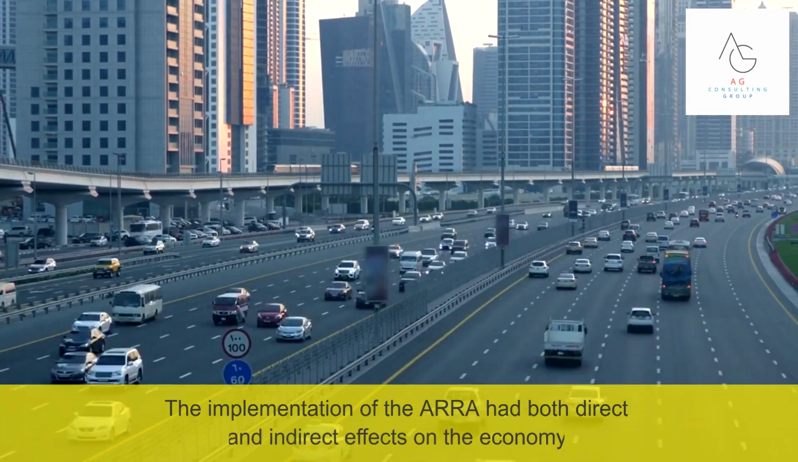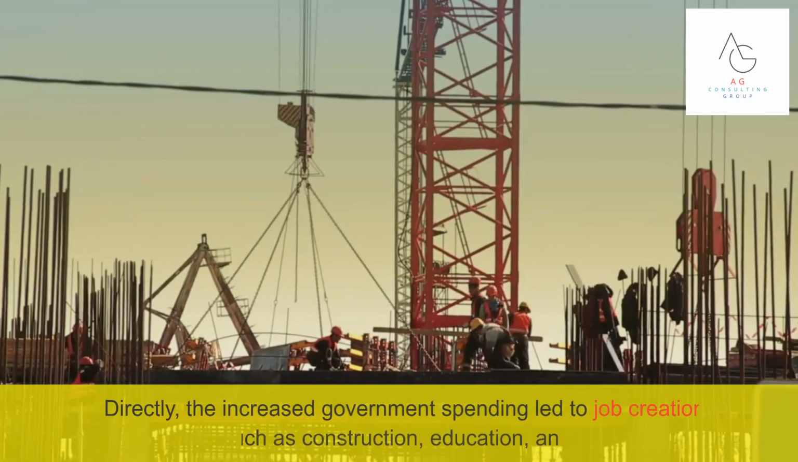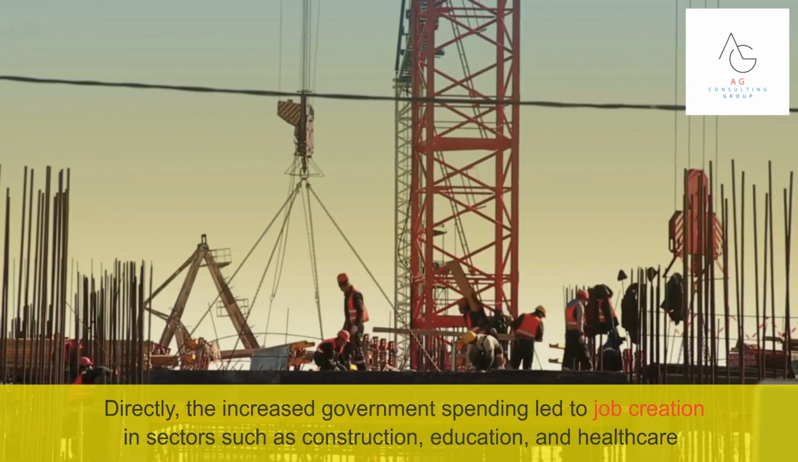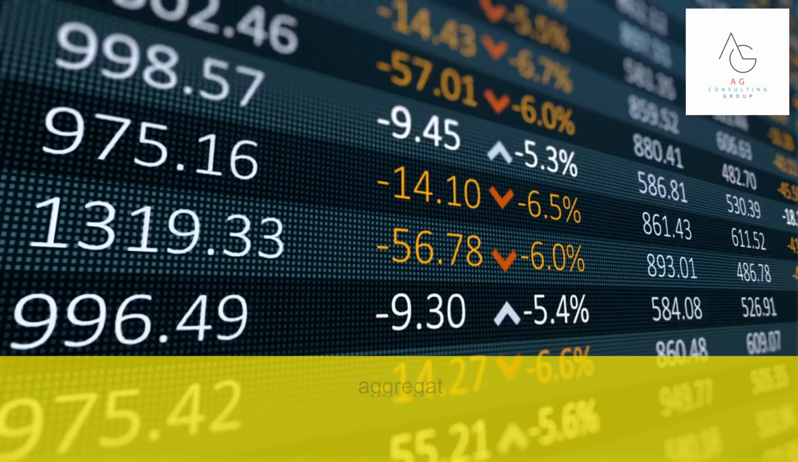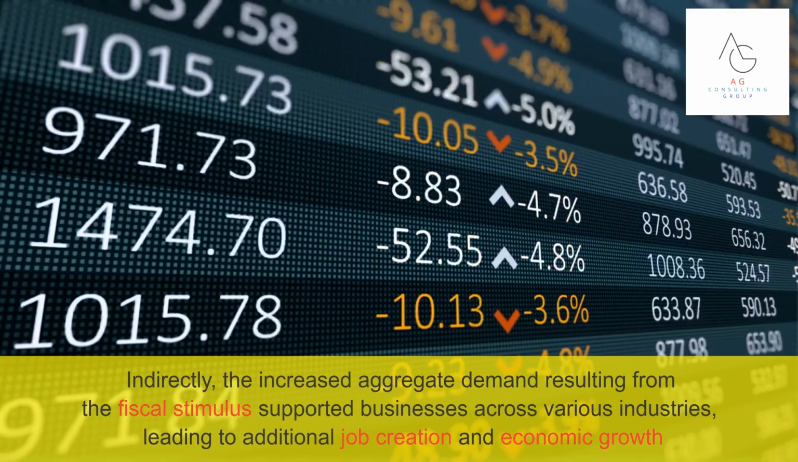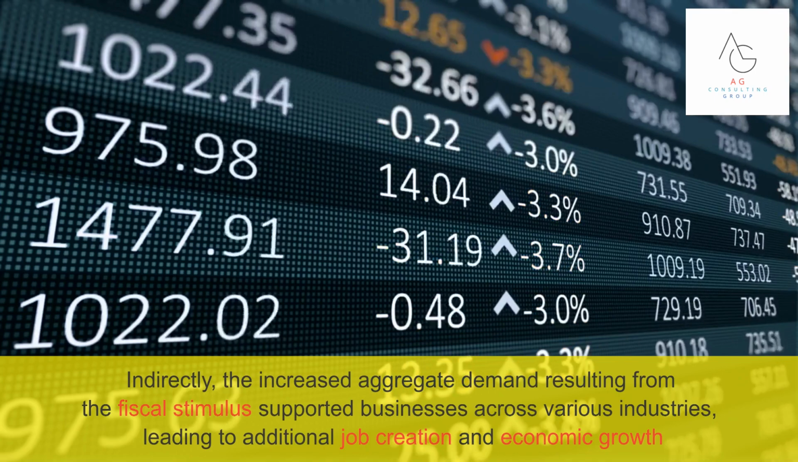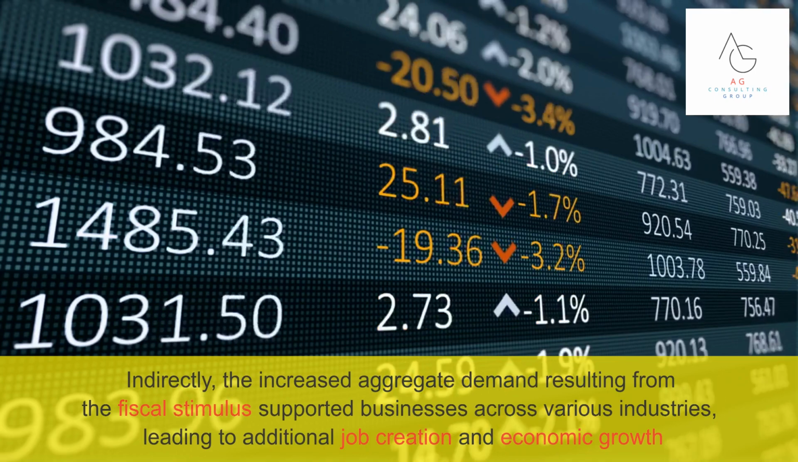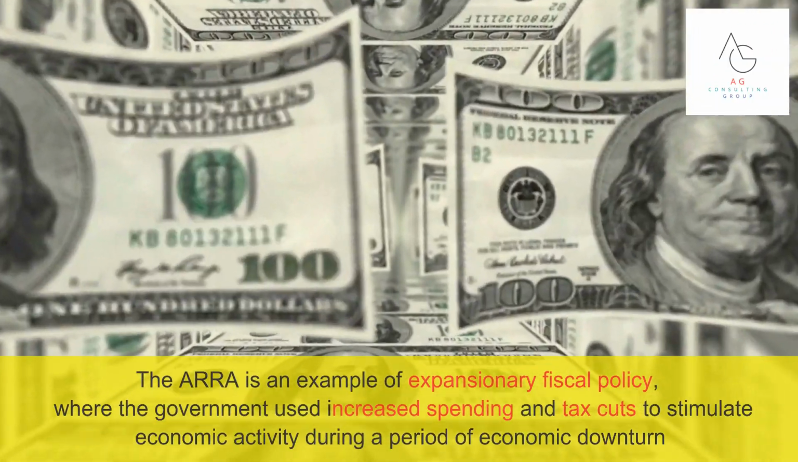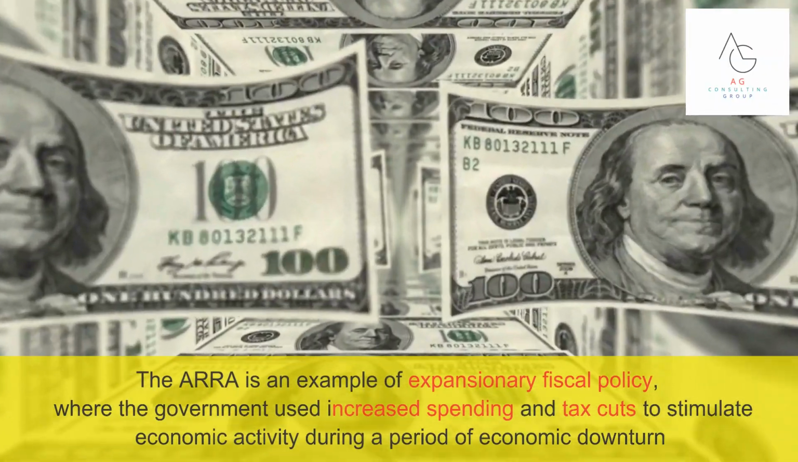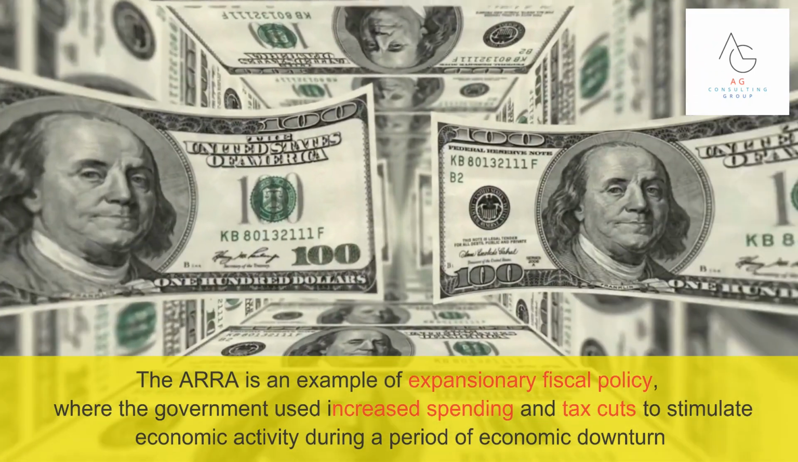The implementation of the ARRA had both direct and indirect effects on the economy. Directly, the increased government spending led to job creation in sectors such as construction, education, and healthcare. Indirectly, the increased aggregate demand resulting from the fiscal stimulus supported businesses across various industries, leading to additional job creation and economic growth. The ARRA is an example of expansionary fiscal policy, where the government used increased spending and tax cuts to stimulate economic activity during a period of economic downturn.